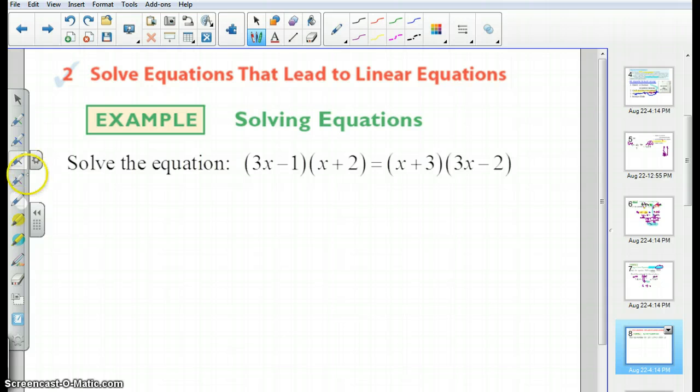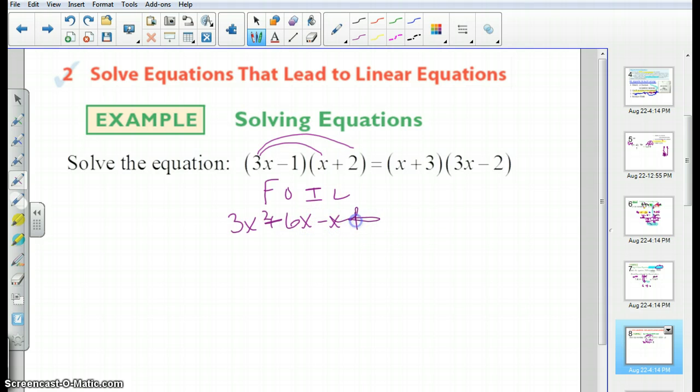On this one, I'm going to do the FOIL method. Some of us remember the FOIL method, standing for first, outer, inner, last. So my first terms are 3x and x for 3x squared. The outer terms are 6x. The inner terms is negative x. And the last term is a plus 2. On this side, I'll do it again. 3x squared minus 2x plus 9x minus 6.